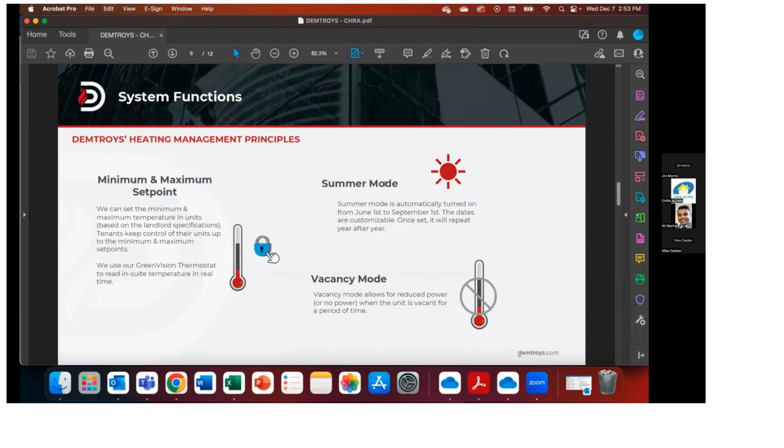Summer mode. So instead of having to go and turn off breakers or individual units, literally the computer will do that for you. If there's a vacant unit, you want to maintain temperature, but you don't necessarily want to heat it to the true standard of living. So you can put it on vacancy mode and it will maintain a basic temperature so that pipes don't freeze.